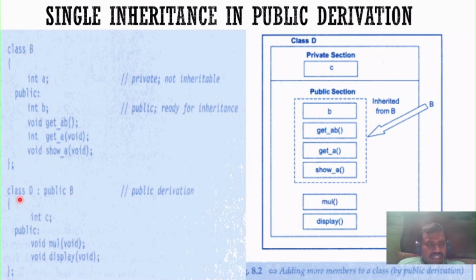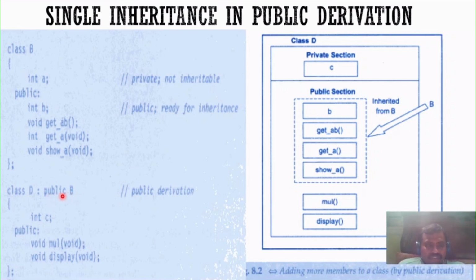Next, followed with class D. Here we are using the concept of inheritance. Here the class followed with D. D is the name of the derived class, colon, followed with the type of derivation, here it is public. From which class are we deriving the properties? We are deriving the properties from base class B.